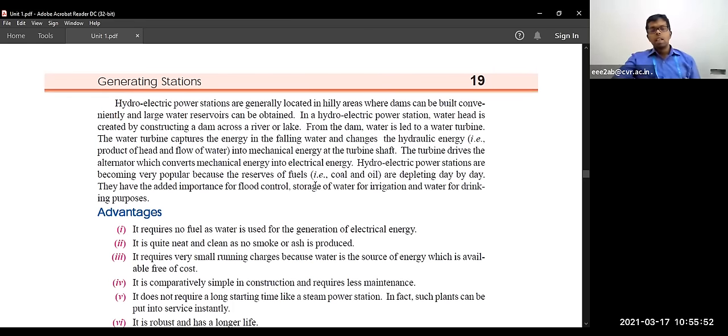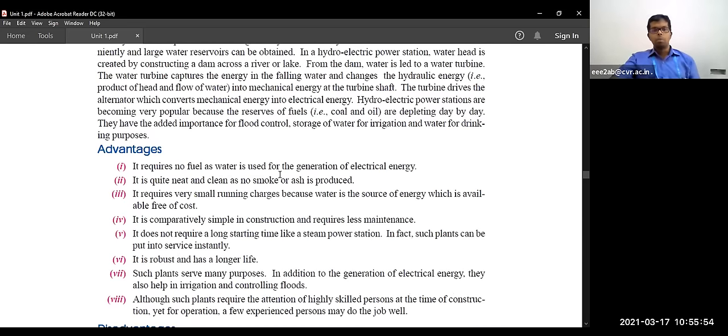So what are the main advantages of this hydropower station? It requires no fuel. For thermal units you need fuel; without coal, you can't generate power. But here there is no fuel, as water is only used for generation of electrical energy. Water is a free resource, we are not paying for it.